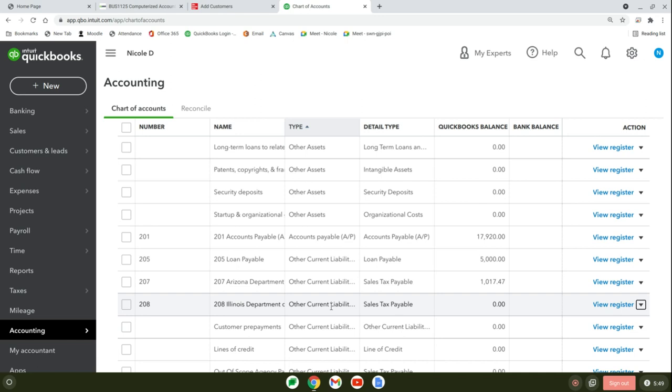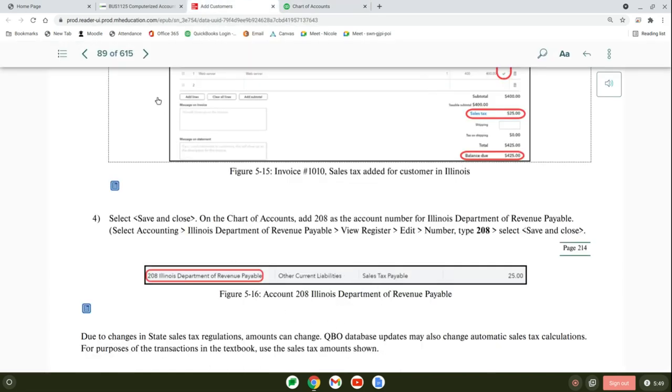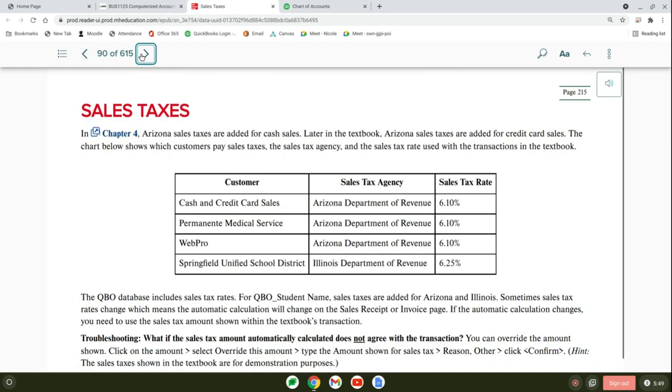We're going to pay the sales tax. It's important to have that numbered now because it is an account that we will be using every time we record and make a payment. So they're just showing you here that after Chapter 4, these are the following customers, and these are the associated sales tax agencies to their sales, and this is the sales tax rate that should be associated with them.